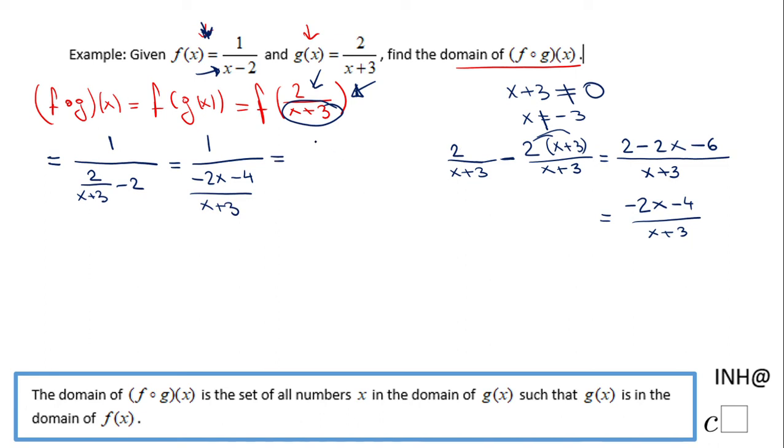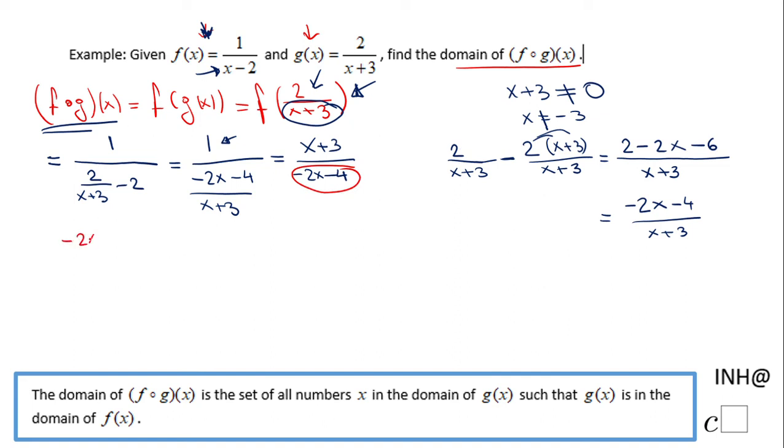So we're going to have 1 over negative 2x minus 4 over x plus 3, which will allow me to simplify even more. This will be x plus 3 over negative 2x minus 4. You can just flip it. And now this is the result of the composition, and if you notice, we have another denominator there, which is this one, negative 2x minus 4.